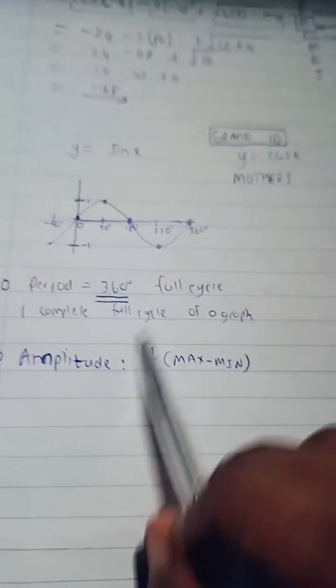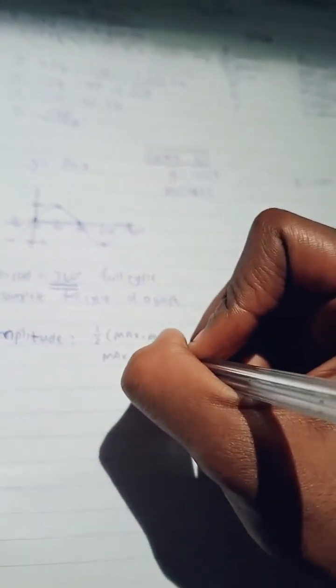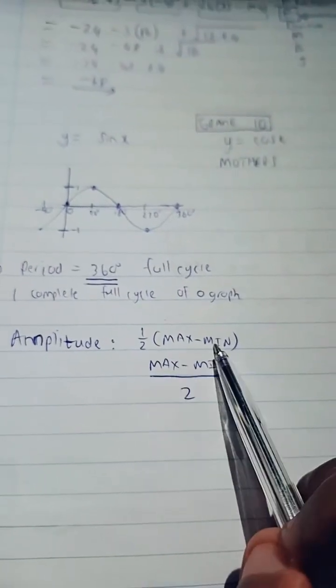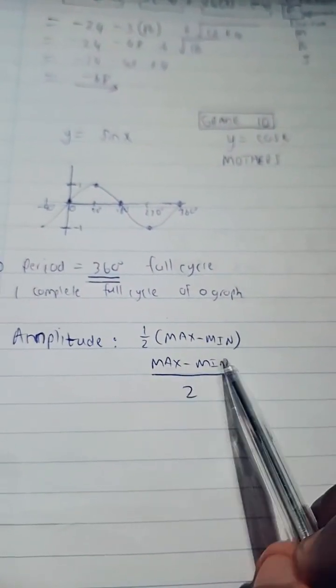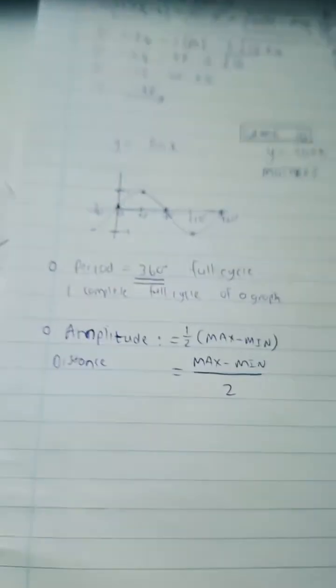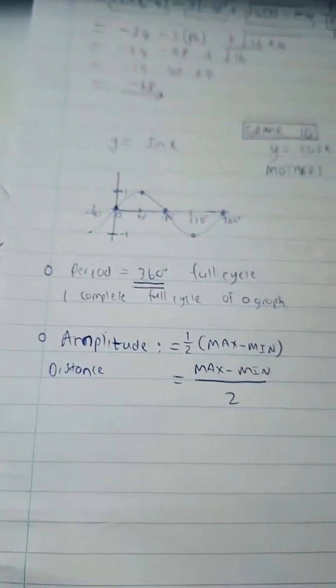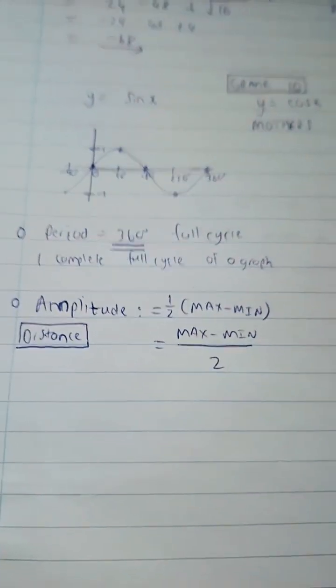Like I said, there's a formula that we can also use. Sometimes in some textbooks it says max minus min, and you divide it by 2. But if you're saying half the maximum minus the minimum, it's the same thing as maximum minus minimum divided by 2. This is how we are able to calculate the amplitude. And amplitude is a distance, so when you are measuring a distance, you will not say the distance is negative. The distance will always be a positive value. So that is amplitude.